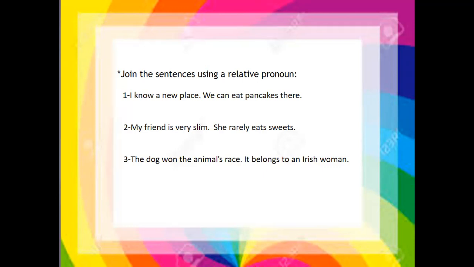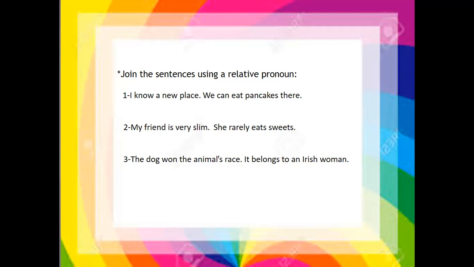I know a new place. We can eat pancakes there. So here we have the common noun الاسم المشترك. A new place مكان جديد. We can eat pancakes there. Is it we? No, نحن. Pancakes? No. Is it there? Yes, it is there. I know a new place. تعرفت على مكان جديد. نستطيع أن نأكل البانكيكس هناك. So, هناك, it means in the new place. في المكان الجديد. What do we have to do?